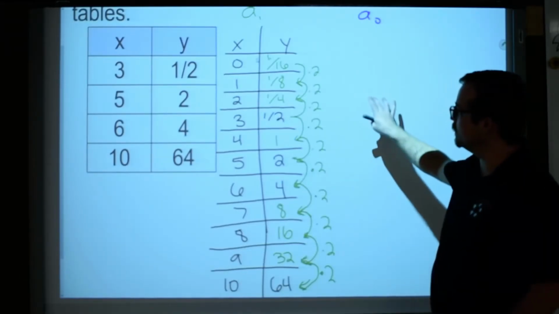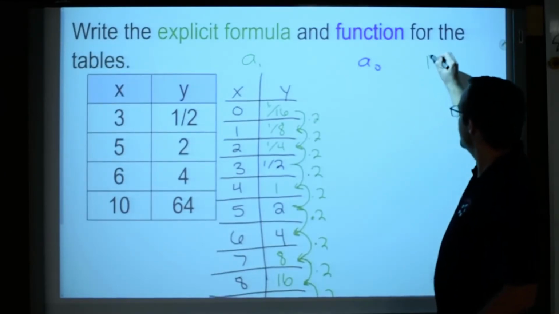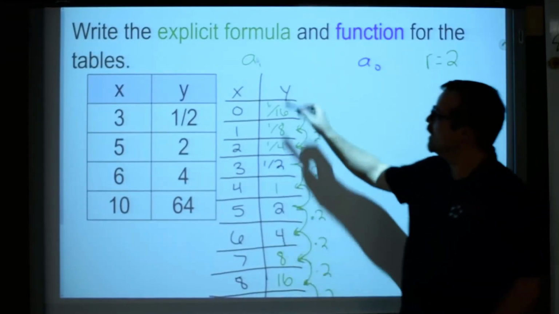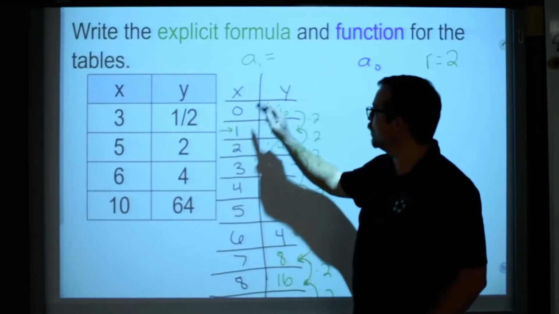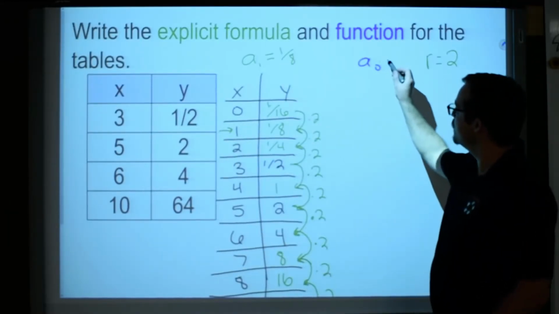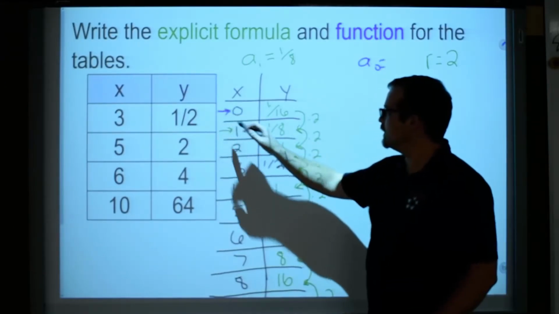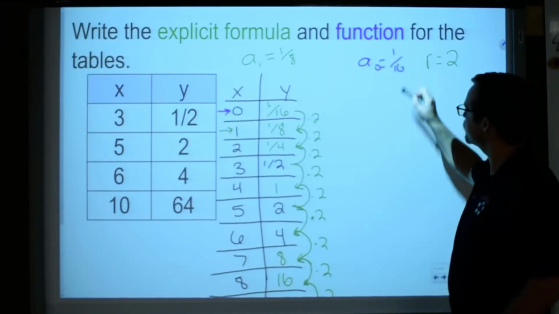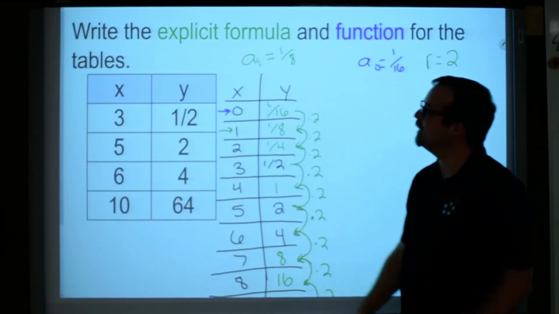And so because this is multiply, we have a common ratio. I'll write that right here. That common ratio is 2. Our first term, you can see right here, is 1/8. And our initial amount, which is a sub 0, is right here, and that's 1/16. Let's go with the second one. Well, I've got to do both.